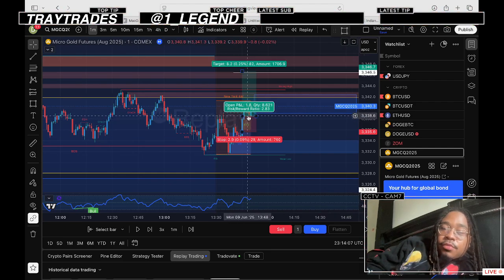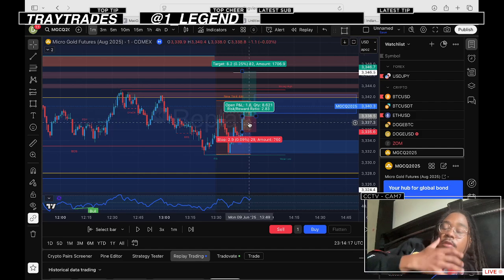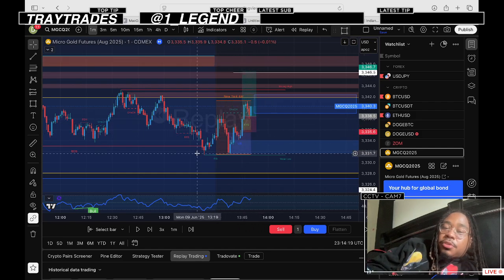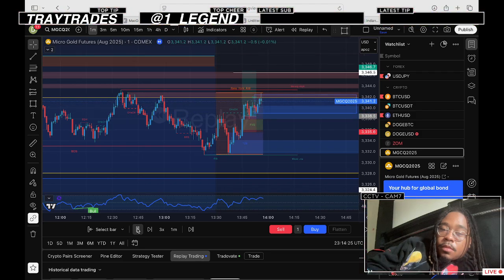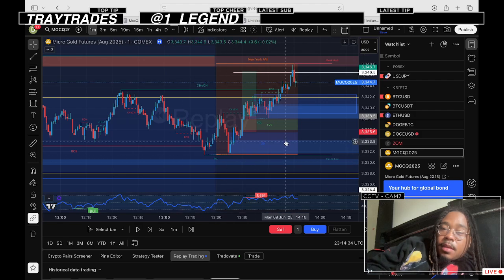So my entry was right here. I get tagged in on this candle right here, and I'm hoping that, well, not hoping, but I'm using this fair value gap as support. So if price breaks below, I'm out the trade and I'll look for something else. But let's see what happens as I get in this trade. Retest. Price pushes up, bam. I was out this trade right here on this candle.